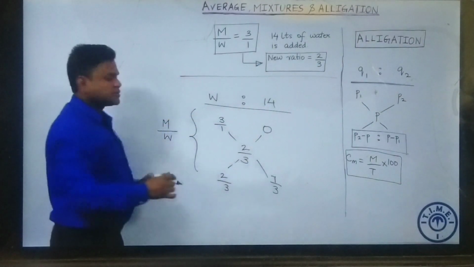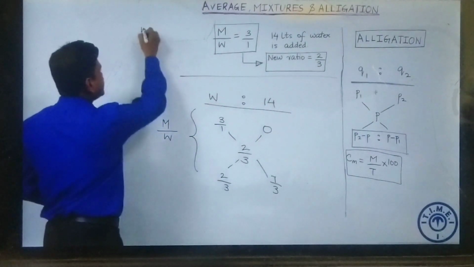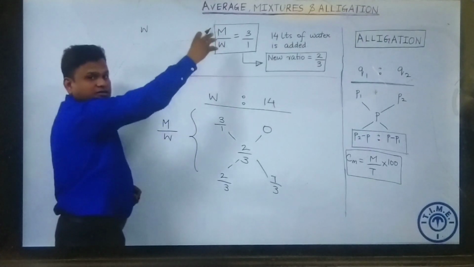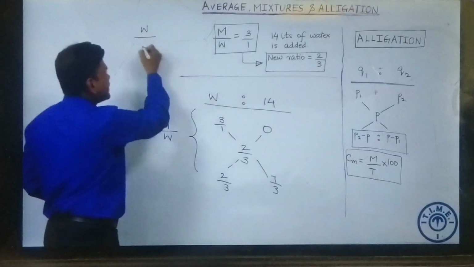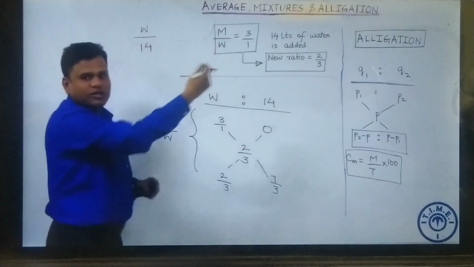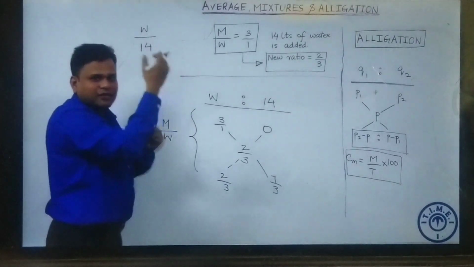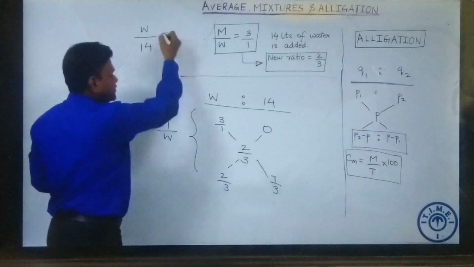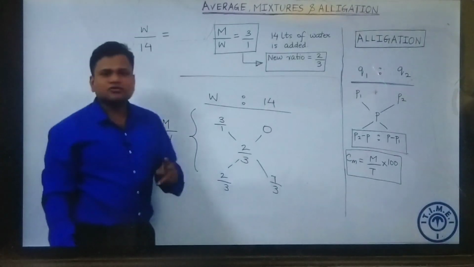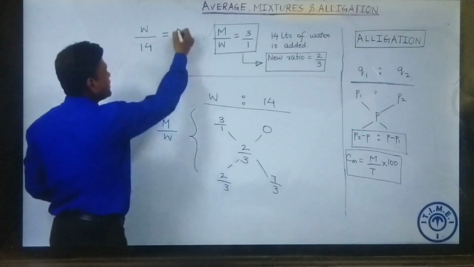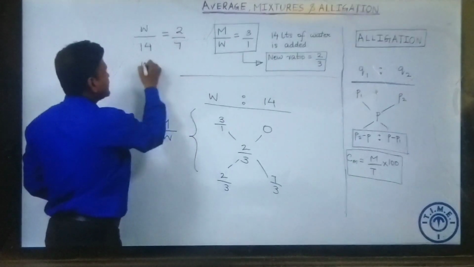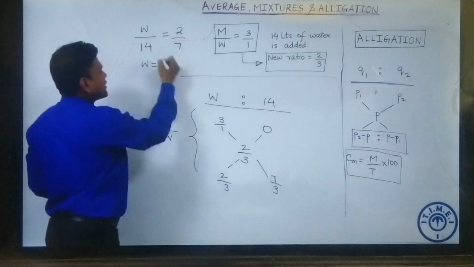So comes the last point here. We see that, look, water quantity in the first, that initial solution, water quantity divided by 40 liters of water, which is anyway, that's what the complete content is, which is 40 liters of water. This ratio is 2 by 3 is to 7 by 3. That makes it as 2 by 7. So water quantity, that becomes 4 liter.